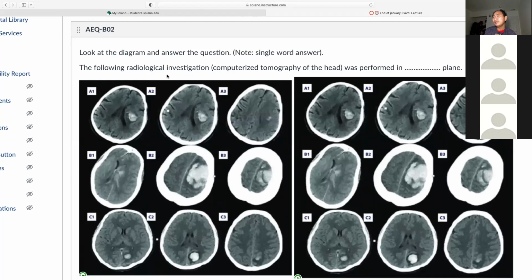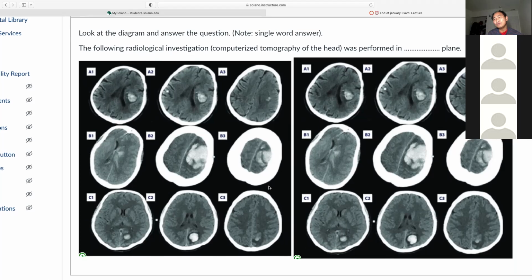The following radiologic investigation was performed in transverse or axial, isn't it the same? Yeah. Are you going to accept both transverse or axial? Yeah, either. Okay. So now, this patient is an elderly patient who came to the emergency room with loss of consciousness. That old lady was found on the floor by her neighbor, and they did a CT scan of the head.